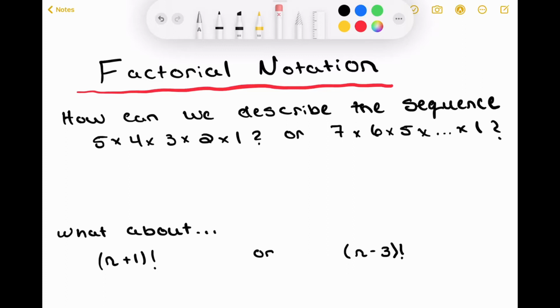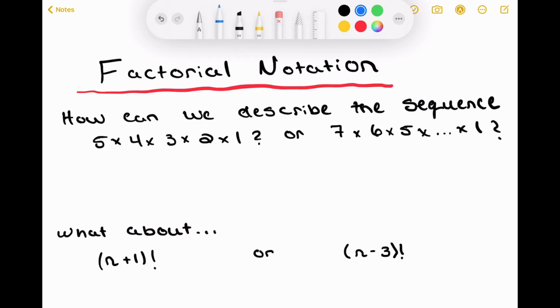In this video, we're going to be reviewing factorial notation. Factorial notation is a way of taking sequences and then writing them in a simplified, condensed form. So in the example that we have in the first set here, we say, how can we describe the sequences of 5 times 4 times 3 times 2 times 1, or the product of all of these?